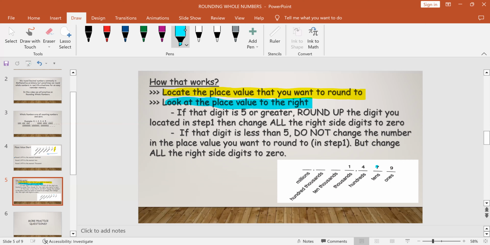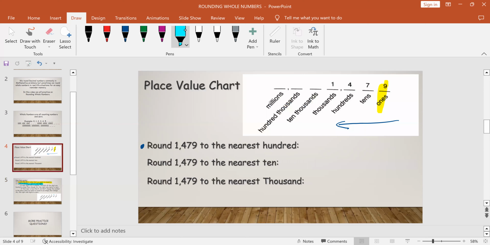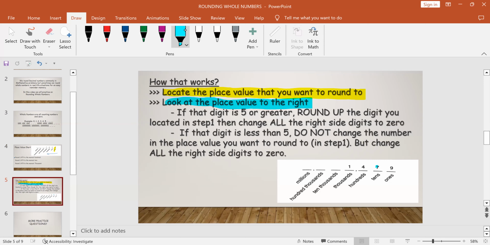Okay, so to be specific, because I want to round 1,479 to the nearest 100, let's go here. I'm gonna highlight, or I'm gonna locate that place value. So 4 represents the 100. So locate the place value you want to round to. So you want to round to the nearest 100. So I locate 4.